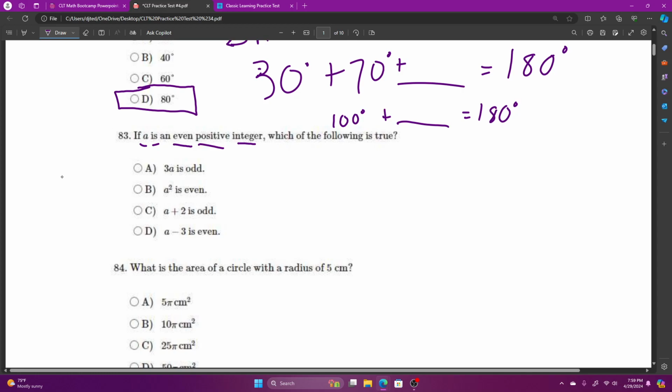A nice, easy, even positive number that's not in my numbers here. When we pick a number, we never pick 0, we never pick 1, and 2's in here, so I'm not going to pick 2, but I'll say that A maybe is 4.